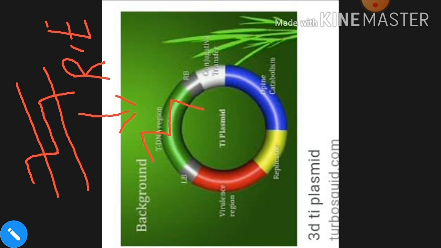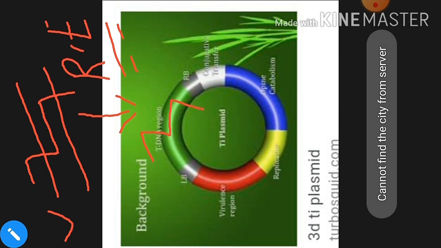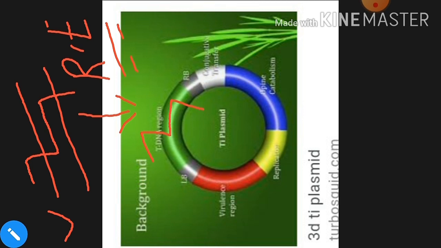So you must remember, before transferring the gene, for ligating the gene, we will have to make a sticky end. For making the sticky end, the same restriction endonuclease is required at the same site.